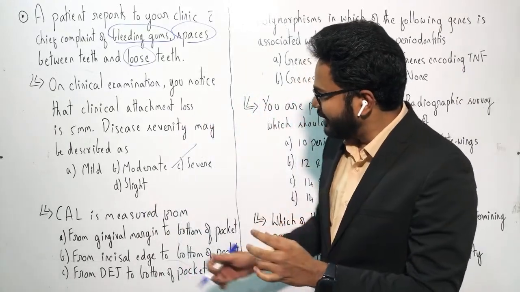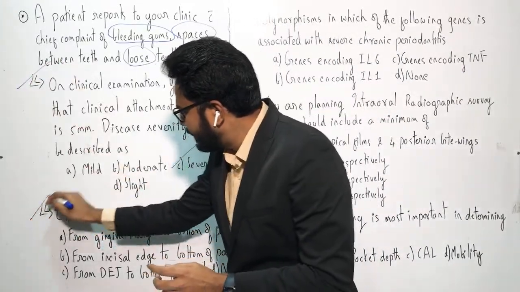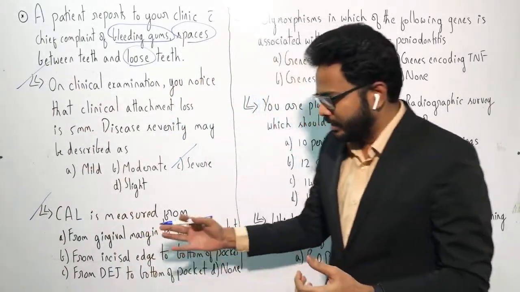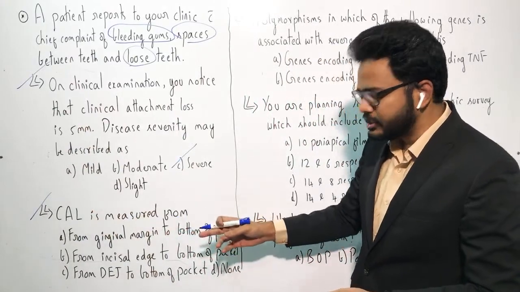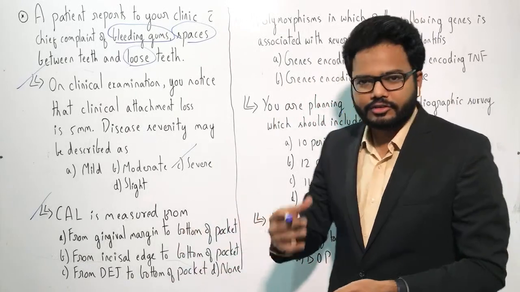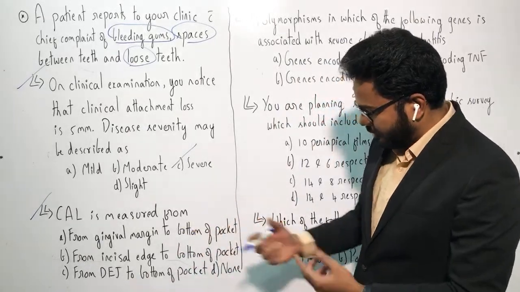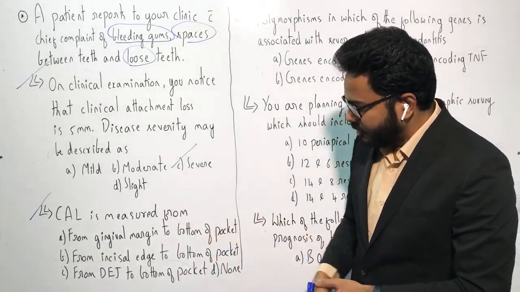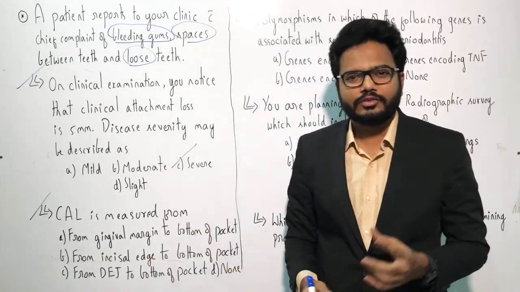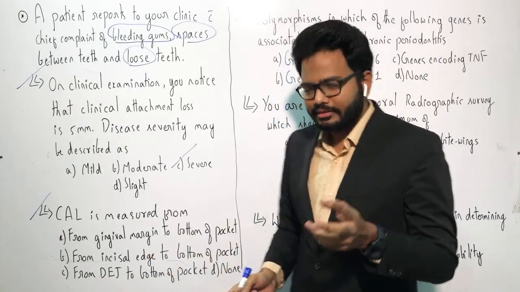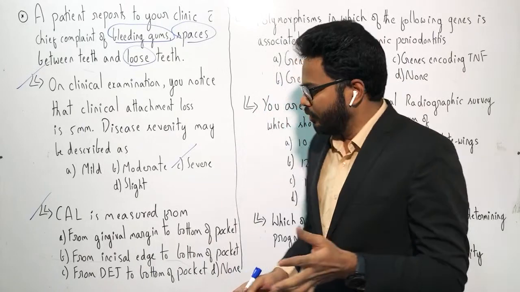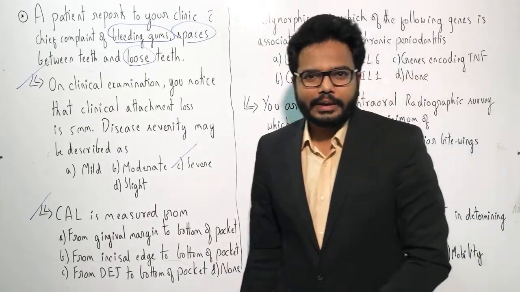Now, let's move on to the next question. Clinical attachment loss is measured from what landmarks? From gingival margin to the bottom or base of the pocket, from incisal edge of the tooth or occlusal aspect to the bottom of the pocket, or from CEJ to the bottom or base of the pocket, none of the above. So which one do you think aptly fits the description of clinical attachment loss or clinical attachment level? So it is measured from which of the following?